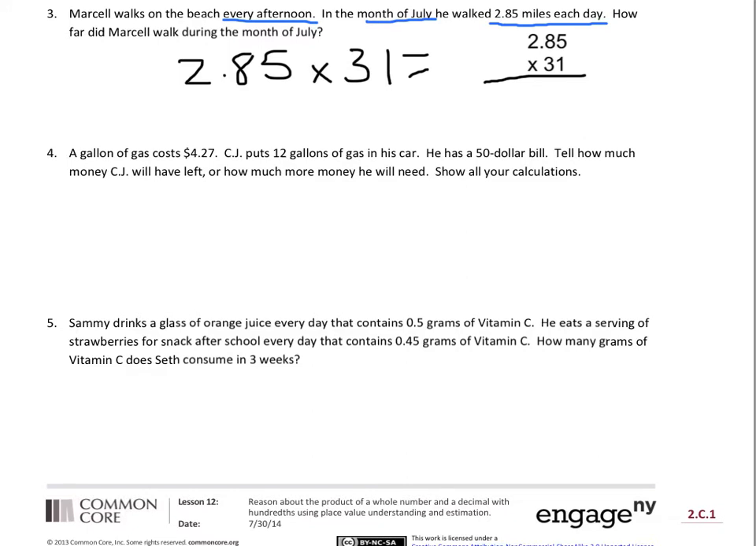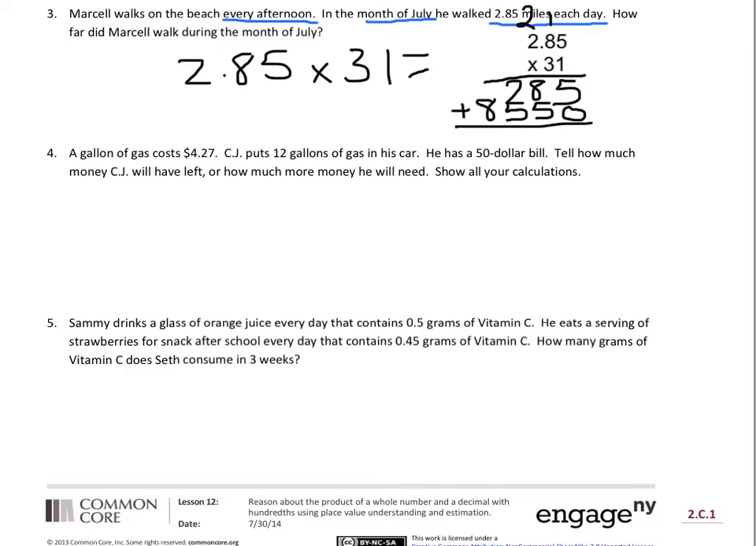1 times 5 is 5, 1 times 8 is 8, and 1 times 2 is 2. Bring down your 0 as a placeholder, and now let's multiply the numbers by 3. 3 times 5 is 15, carry the 1. 3 times 8 is 24, plus 1 is 25, carry the 2. And 3 times 2 is 6, plus 2 is 8.